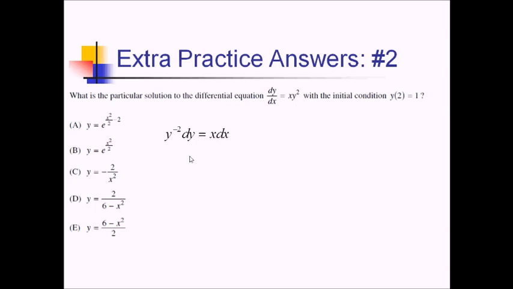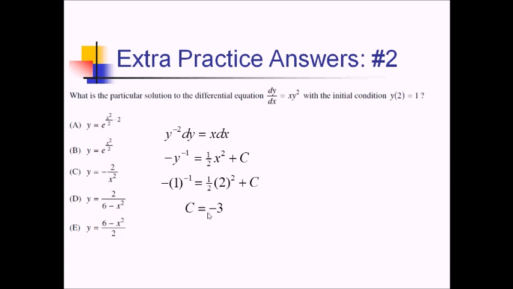Next, it's time to take the antiderivative. So this exponent bumps up to a negative 1. Dividing by that, we have negative y to the negative 1. And on the right side, this will be 1/2 x squared plus c. Using my initial condition now, on the left side, I've got negative 1 to the negative 1. And then on the right side, I have 1/2 of 2 squared plus c. So on the left, this is just negative 1. On the right side, this is half of 4, which is 2 plus c. Negative 1 minus the 2 over here gives us a c value of negative 3.